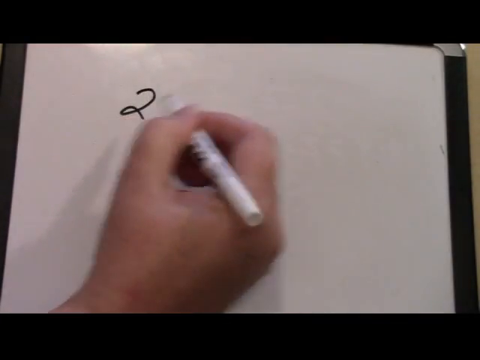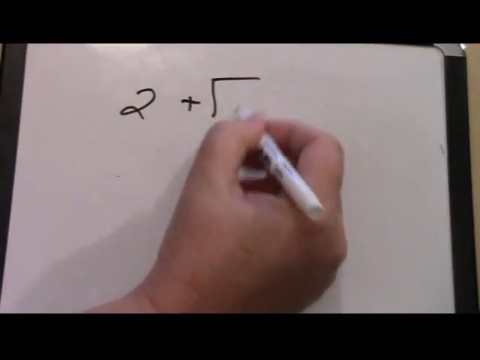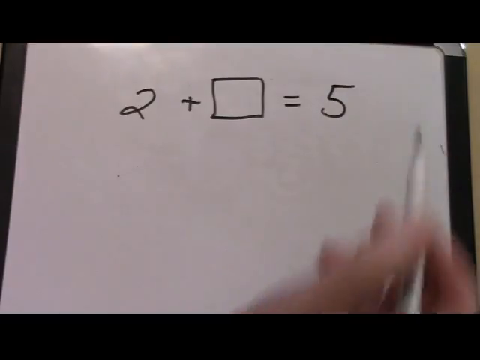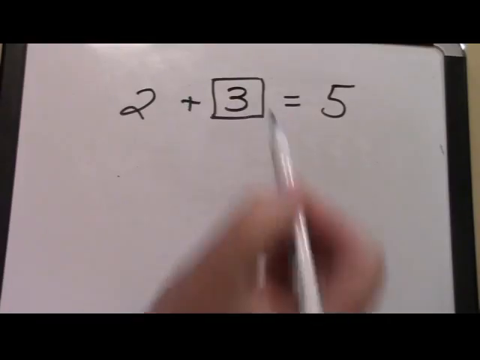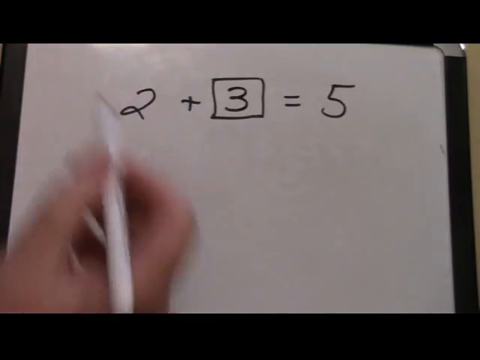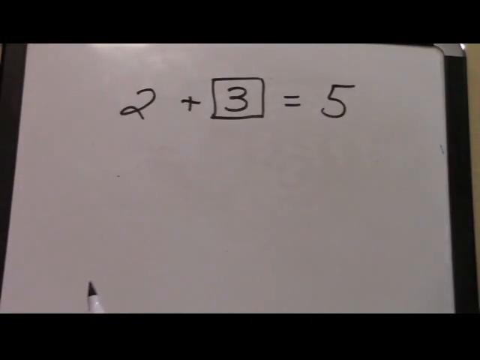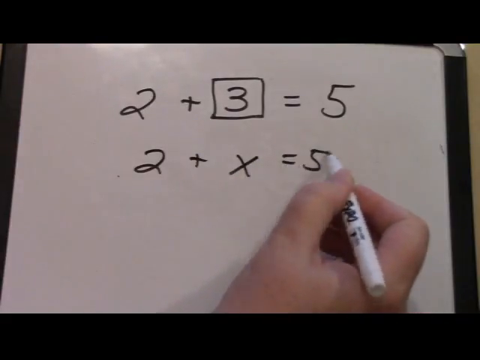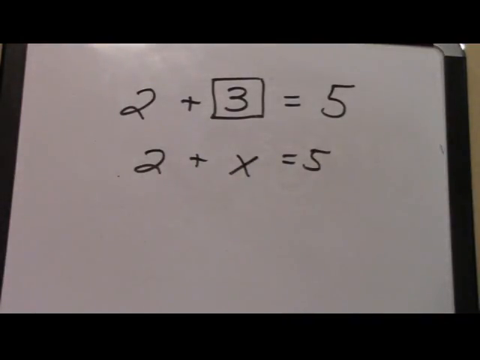Do you remember seeing problems like this in worksheets in first grade, second grade? 2 plus, and there's a nice big empty box, equals 5. What goes in the box? I'm hoping you said 3. You actually just did algebra. The way algebra, though, would do this is to say 2 plus x equals 5.